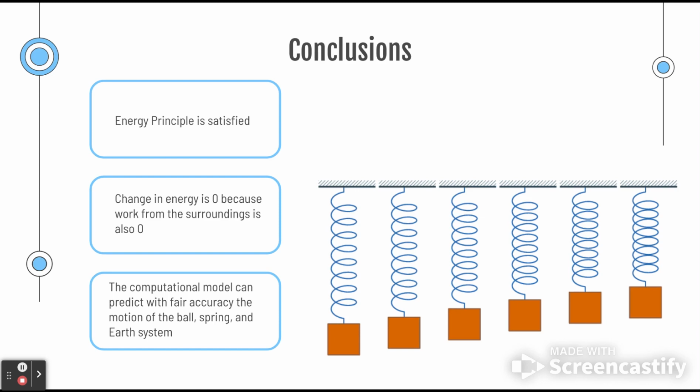Conclusions, the energy principle is satisfied. The change in energy is 0 because work from the surroundings is also 0, and the computational model can predict with fair accuracy the motion of the ball, spring, and the earth system.